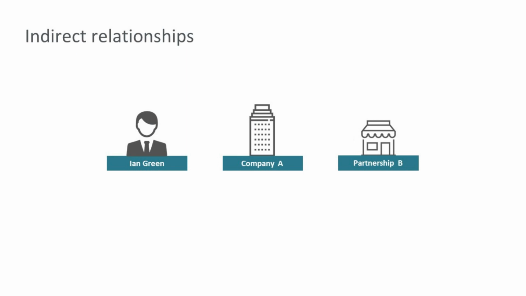The second indirect interest scenario is where a person has a controlling interest in a business and the person who carries on that business has a controlling interest in another business. In these cases, the first person is deemed to have a controlling interest in the second business. For example, Ian Green has a controlling interest in Company A, and Company A has a controlling interest in Partnership B. Ian Green is deemed to have a controlling interest in Partnership B via his controlling interest in Company A.